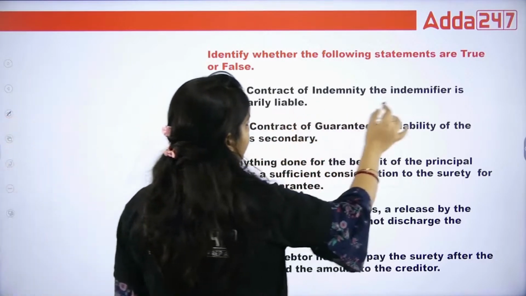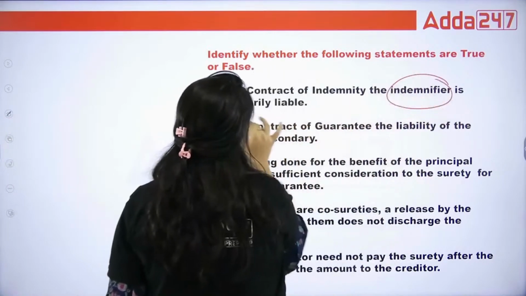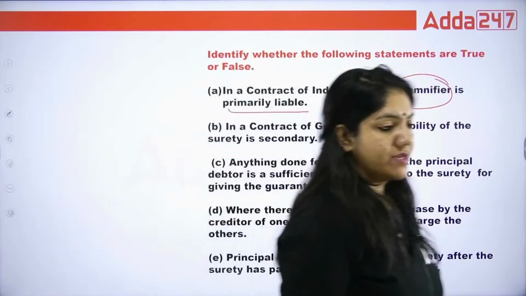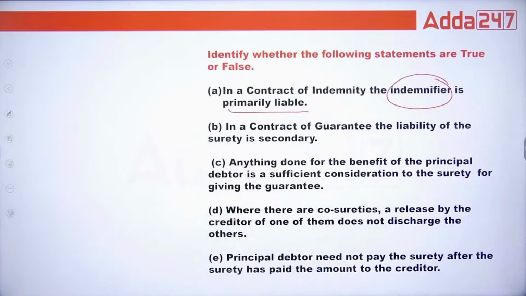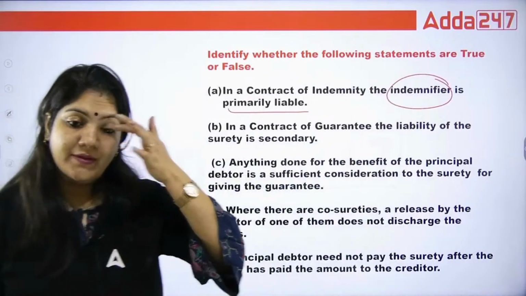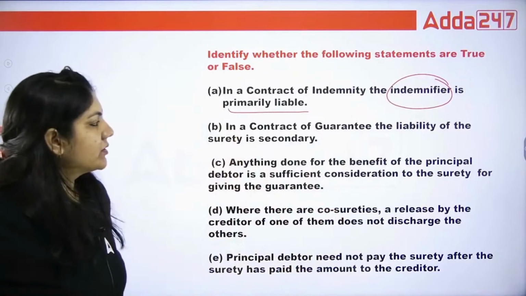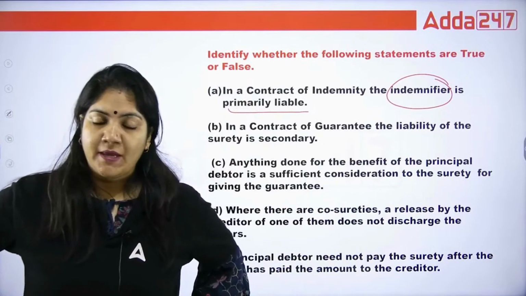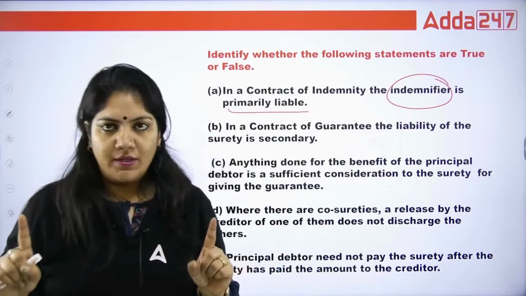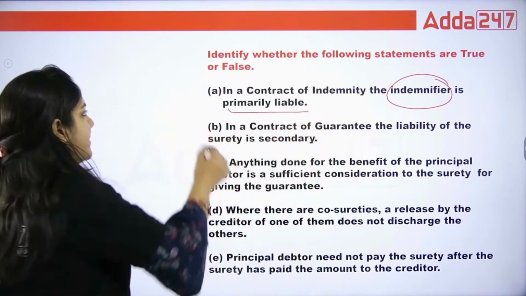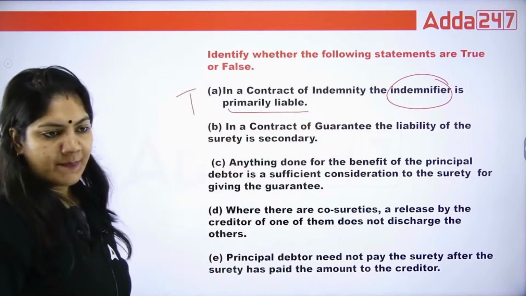In a contract of indemnity, the indemnifier is primarily liable. Everybody has to give me the answer. That is very, very important. Yes, class. This is the question of indemnity as well as guarantee. In a contract of indemnity, the indemnifier is primarily liable, because there are 2 parties: the indemnity holder, which is also called the indemnified, and the indemnifier. So the indemnifier is primarily liable. The answer is true.